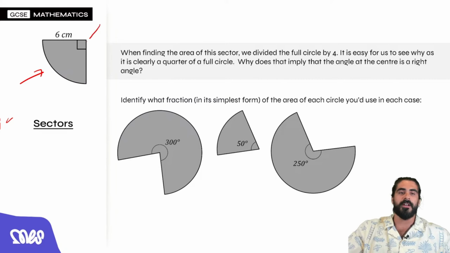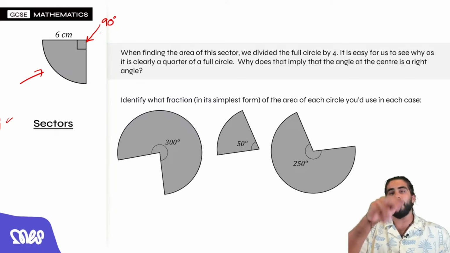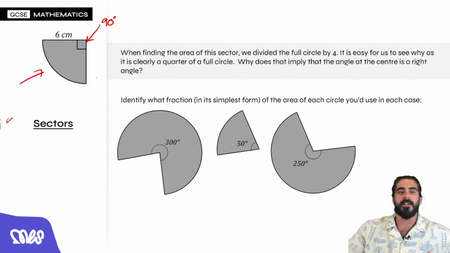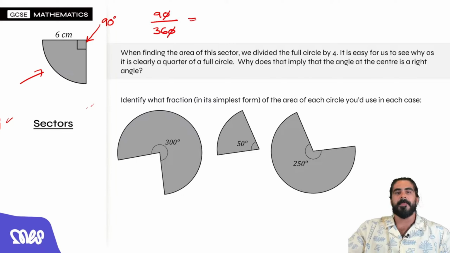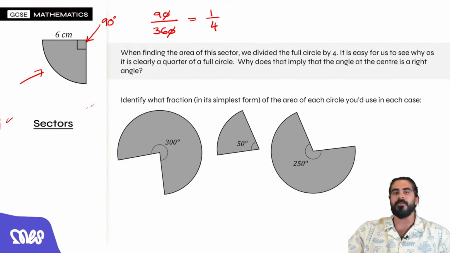Well, it's to do with the angle, right? We all know that this is 90 degrees, and 90 degrees is a quarter of a full circle, which is 360 degrees. So we know it's a quarter because we are doing 90 degrees, which is that sector, divided by 360. Then we can cancel the zeros. Then we can say 9 over 36 simplifies to 1/4. And that's, in very simple terms, the reason why we say that this sector is a quarter of a circle.